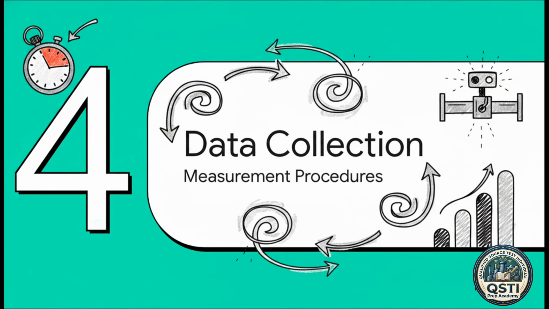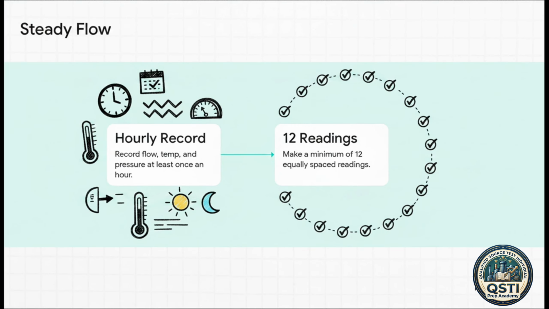Getting back into it with Section 4, data collection procedures. So once our leak checks are good to go and our equipment is totally dialed in, how do we actually collect the volume rate measurement data?